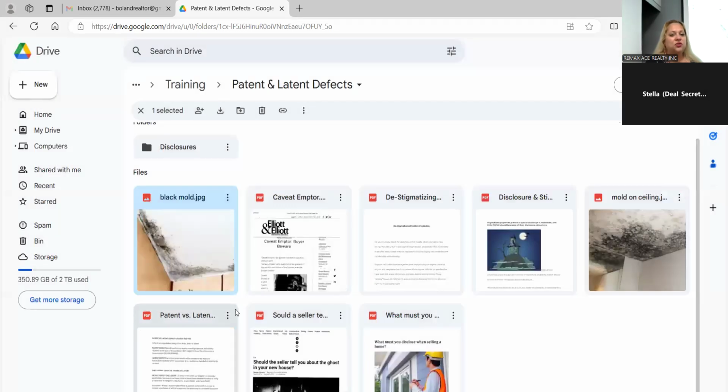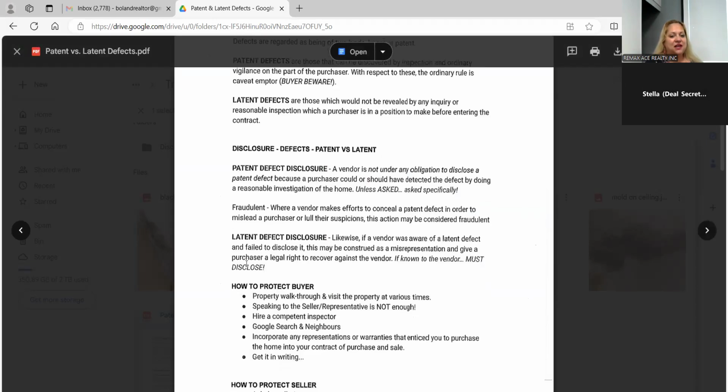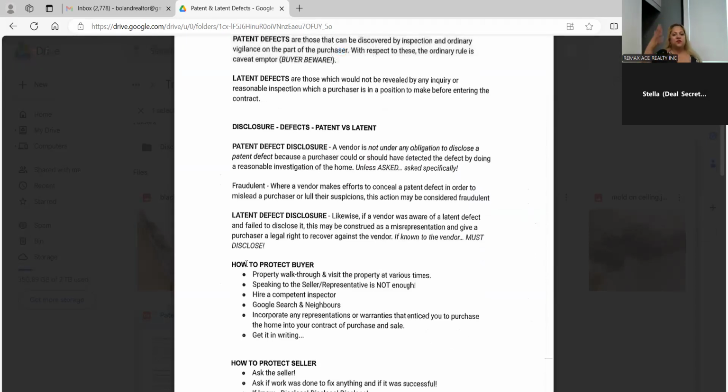So the disclosure on things is really important. I always say full disclosure because if you have a patent defect, a vendor is not really under an obligation to say something that's visible. If there's a big crack in the wall, you don't have to point it out to people. Okay. But it should be seen by reasonable investigation from their home inspector, from their realtor walking through.